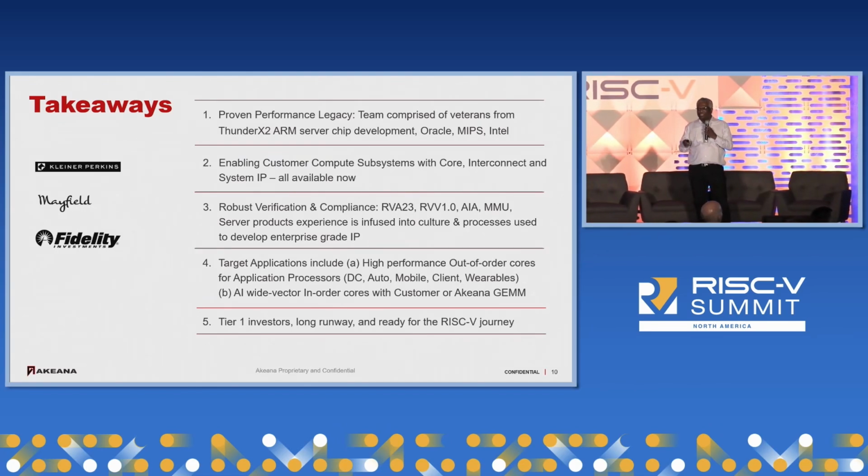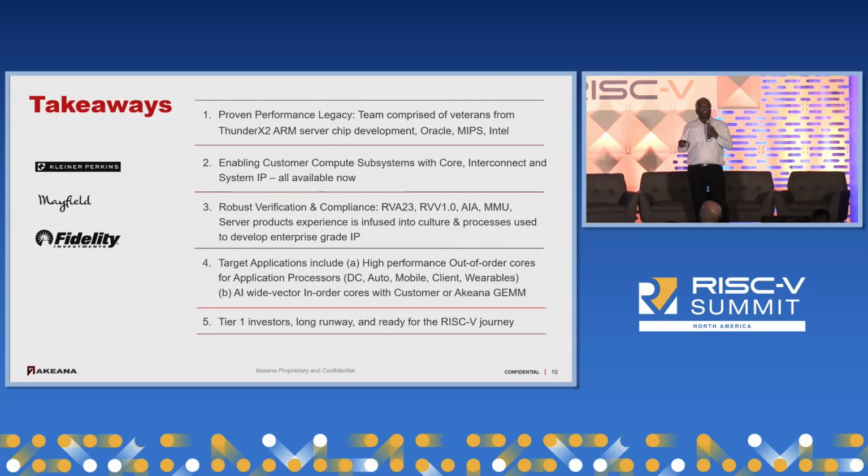So we just came out of stealth a few months back. So just 5 key points, right? So performance. So the team is a veteran team. We are the team that did the ThunderX2 ARM server chip. This was the first high-performance ARM server chip, went into the supercomputer top 500, was the first ARM server in Microsoft Azure. So the team is a veteran team, has done several iterations of production high-end silicon.